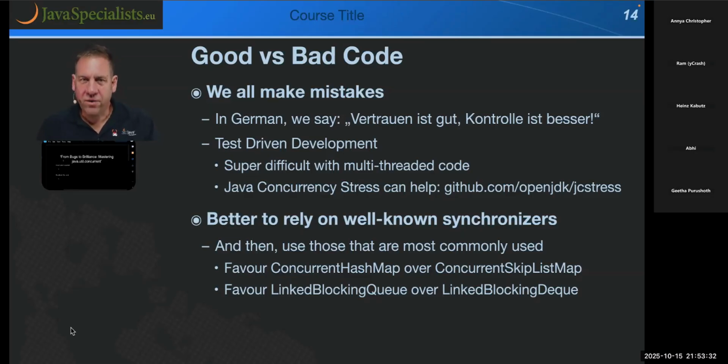So if we write our own version of ConcurrentHashMap, our very own one, there's a higher chance that there's a bug in there than in ConcurrentHashMap. And even within the JDK, it's better to use the classes which are most commonly used. So rather use ConcurrentHashMap than ConcurrentSkipListMap, because it's more used. Rather use LinkedBlockingQueue instead of LinkedBlockingDeque, because that's more used. So we always take the ones which are most used, because hopefully the bugs have been ironed out and discovered.